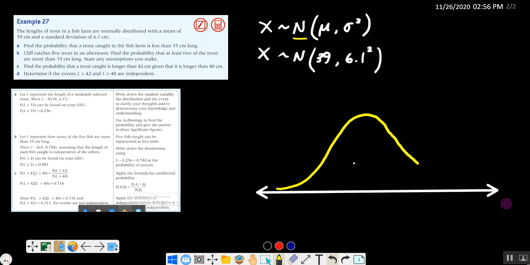Just so that you can visualize, okay. The line down the middle represents the mean. So the mean there is 39. And then the standard deviation is 6.1. So I'm not going to worry about putting that on my graph at the moment. Okay, so it says find the probability that a trout caught in the fish farm is less than 35 centimeters long. So where does the line go for that piece of information?